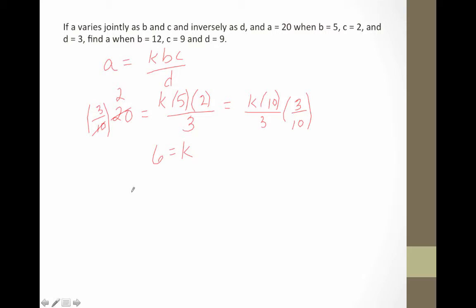So we want to find A. So A equals 6 times B, 12, times C, 9, divided by D, also 9. So these two actually just cancel out, and we get 72.